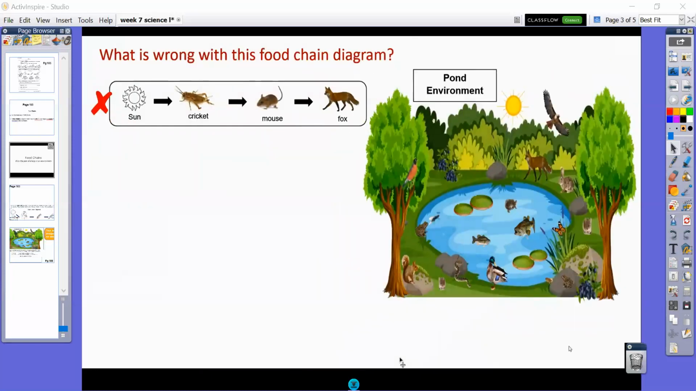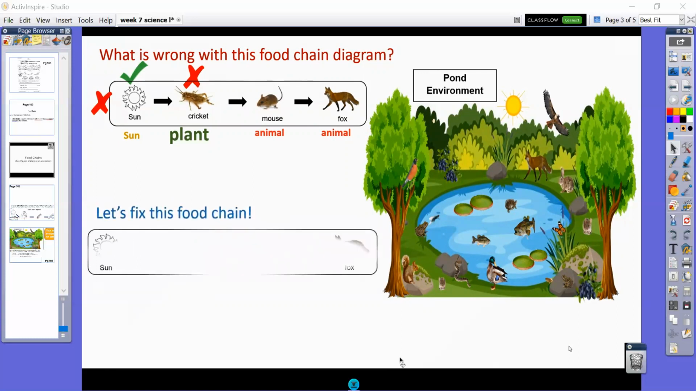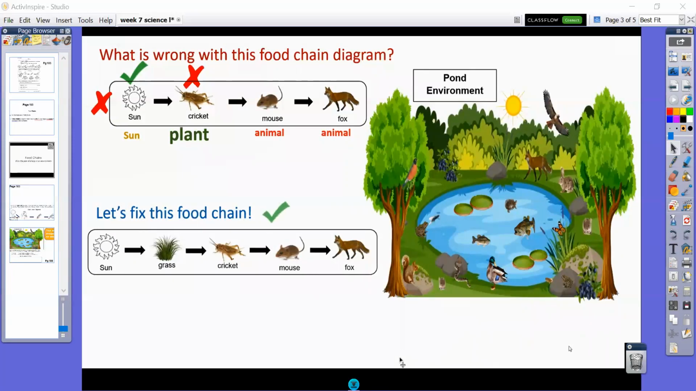So what's wrong with this food chain diagram? Well, I notice the sun begins the path of energy. That looks correct to me. Next, I should see a plant that's able to make its own food using the energy from the sun. But here's the problem. That's not a plant. So let's fix it. Our food chain must include a plant along with the animals. So let's take this food chain and stretch it out a bit. Add our plant where it belongs. And that should fix it.